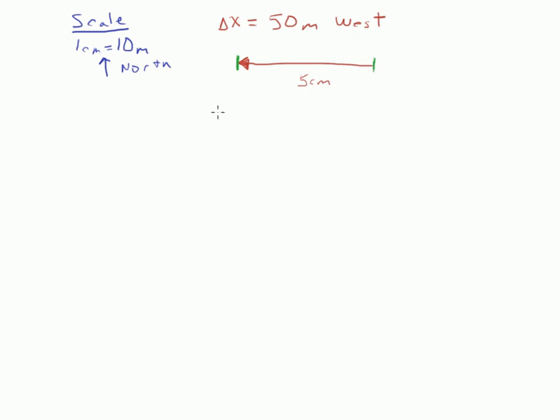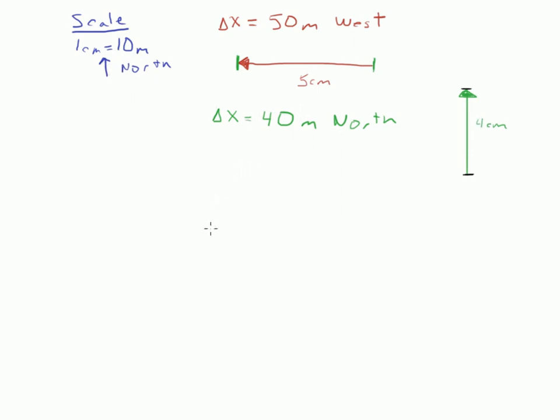So let's do one more here. Let's take the same scale and do a displacement now that represents 40 meters north. Go ahead and pause, and when you're finished, unpause and we will continue. Okay, so you should have a vector that looks much like this one. It should be 4 centimeters long, again from here to here is the 4 centimeters, and it should be pointing up according to our scale where we said north was up.